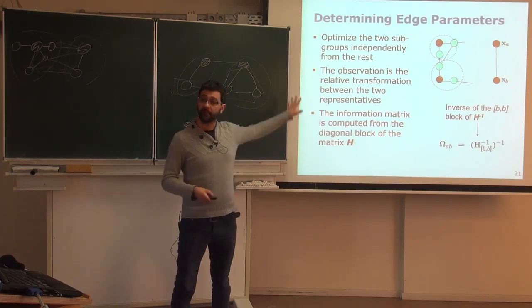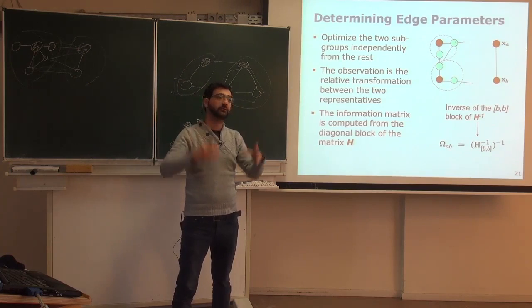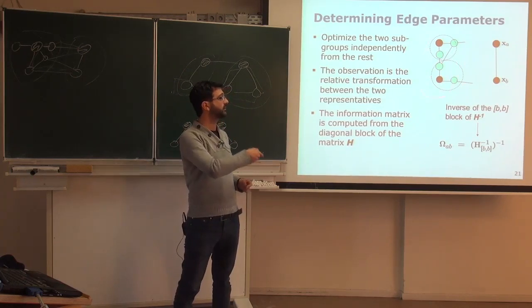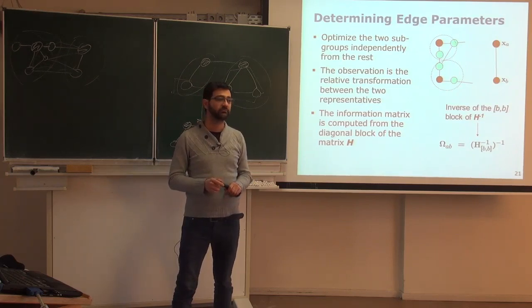Is it clear how we go from the full problem to the two clusters, and then how we get the measurement between the two representatives? Any questions? Okay.